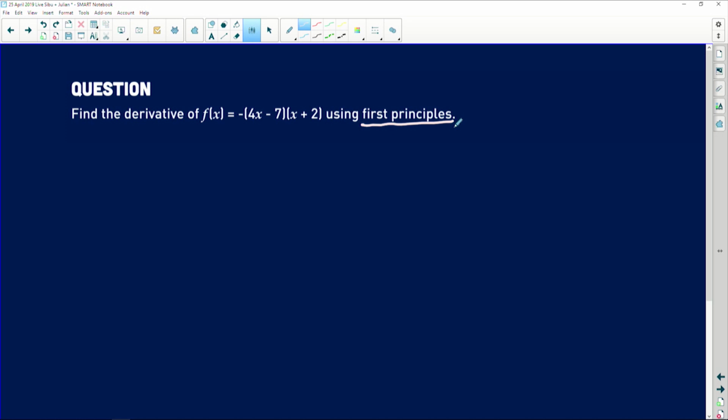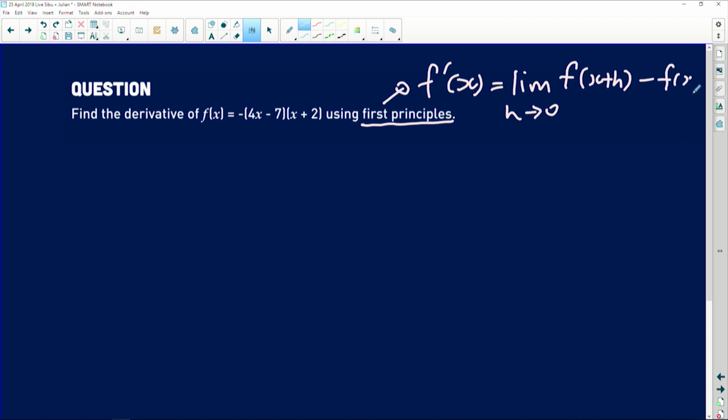So once you see the words first principles, you must know that we are going to apply that little formula that is available in the formula sheet that says the derivative is equal to the limit as h approaches 0 of f of x plus h minus f of x, everything divided by h. So this is the formula that we're going to use. Now, this formula has two parts on the numerator that we need to work with. The first part is f of x plus h. The second part is f of x.